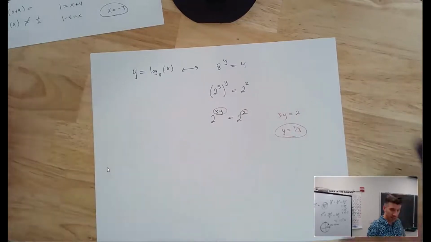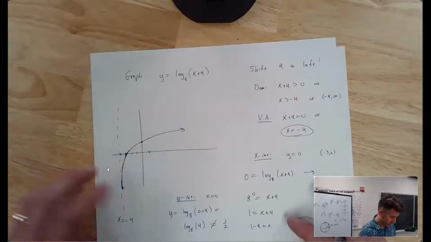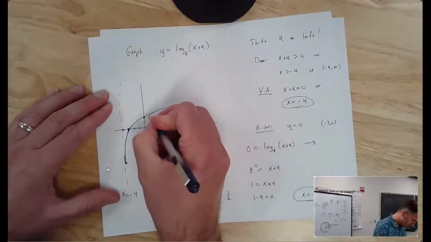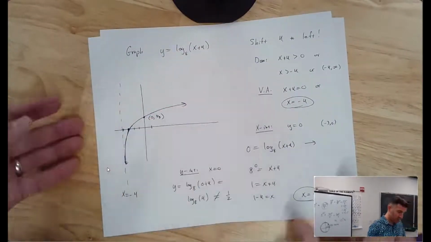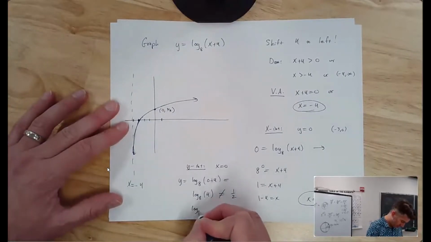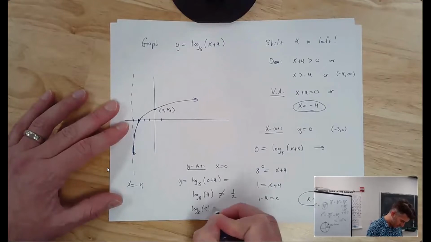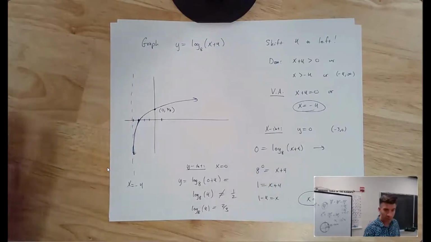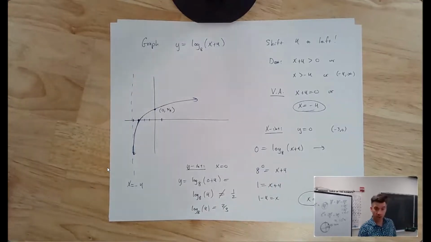So our y-intercept is 2/3, which obviously my graph does not look to scale like it's that, but that's okay. So log base 8 of 4 is equal to 2/3. Or expressed another way, 8 raised to the 2/3 power is equal to 4.